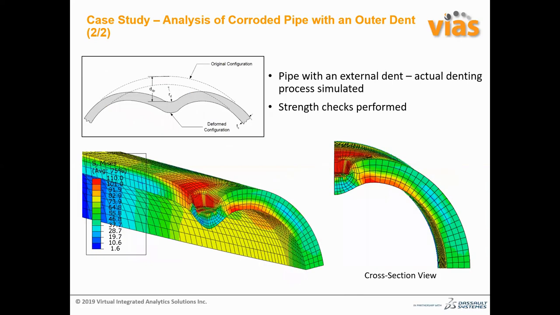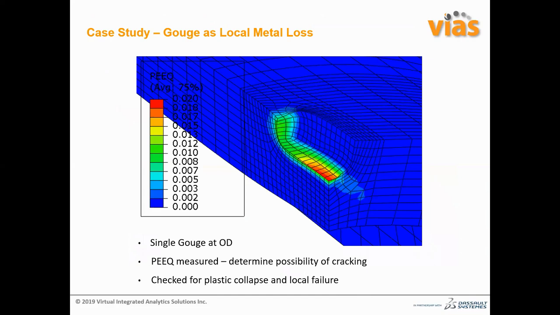Again, this is another example. It was part of the previous one. So we just looked into the external dent process and then checked. Then we looked at the PEEQ and also the stresses. So this is a different one. Modeling wise, it's kind of similar, but this is a gouge as a local metal loss.